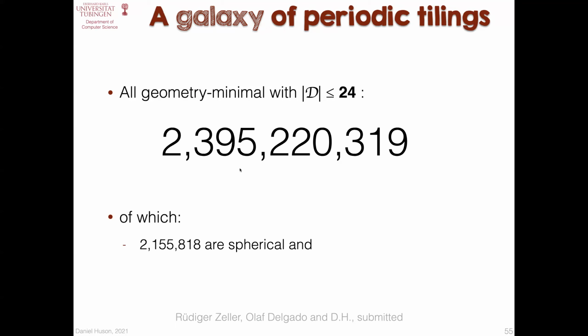So this number here, 2.395 and so on, billion tilings. This is not some number that we computed. This is actually all the Delaney-Dress symbols that we have in a file on a server. So these are actual entities that we can look at. A couple of 100 gigs of data on a server. Of these 2.4 billion tilings, just over 2 million are spherical and 1.7 million are Euclidean.